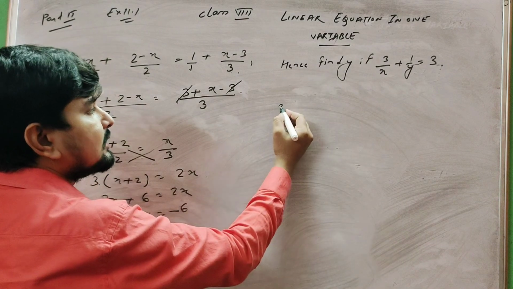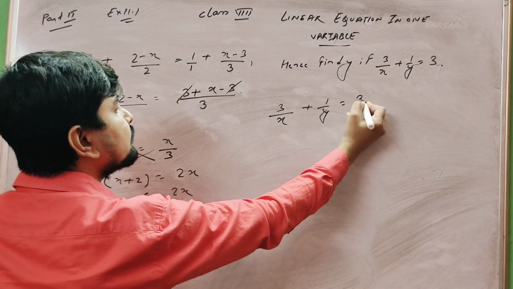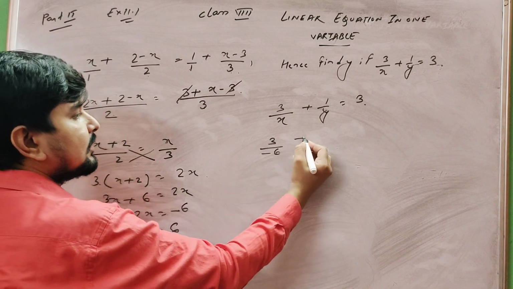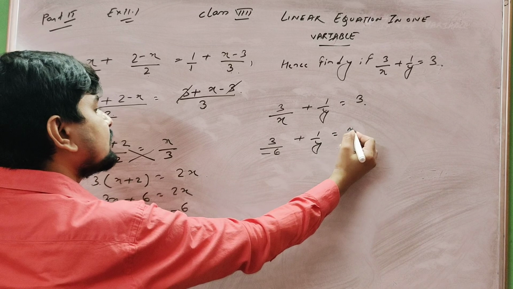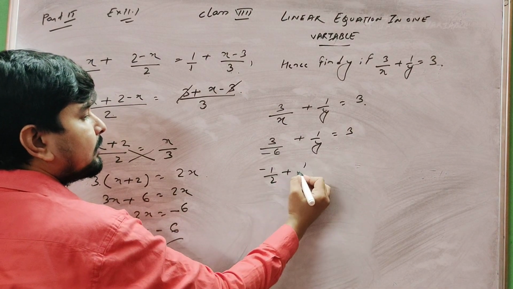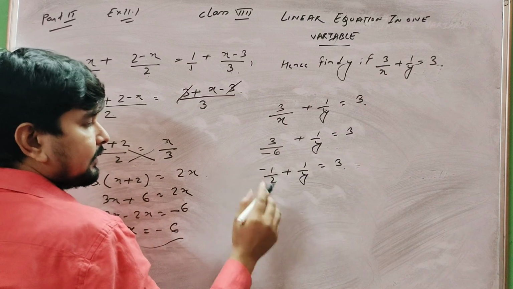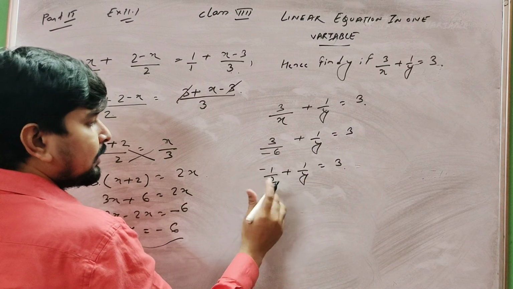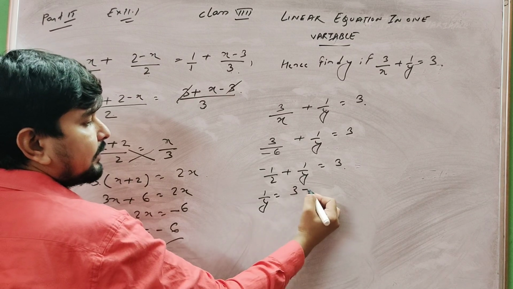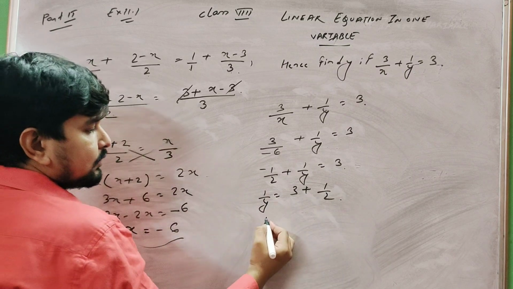Putting the value of x in this equation, 3 upon x plus 1 upon y equals 3. So 3 upon x, that is 3 upon minus 6, plus 1 upon y equals 3. So when we divide, we get minus 1 by 2 plus 1 upon y equals 3. Okay. Clear? Okay, so 1 upon y equals 3, and this minus 1 by 2 goes to this side, that is plus 1 by 2.